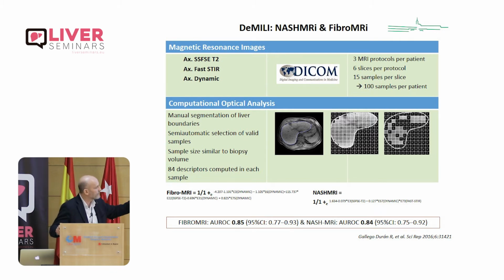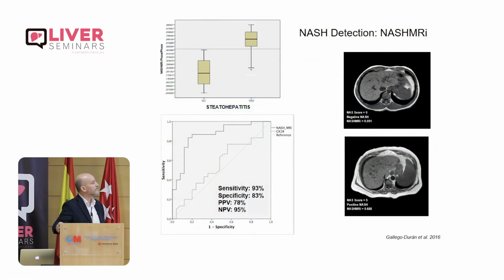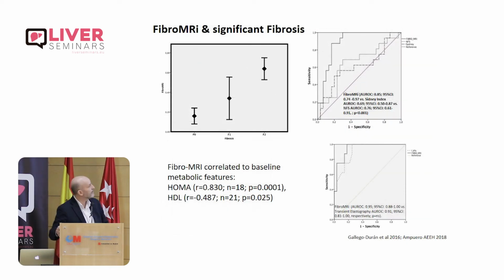Taking into account these 3 protocols and the different parameters, we can calculate fibro-MRI and NASH MRI, both between 0 and 1. Under 0.5 means no NASH, no fibrosis. Over 0.5 means NASH, means significant fibrosis. The area under the curve is around 0.85 or 0.84. It's a very nice result. You can see here that NASH MRI did not show any overlap between patients with and without steatohepatitis, and works much better than, for example, cytokeratin 18 in blood.